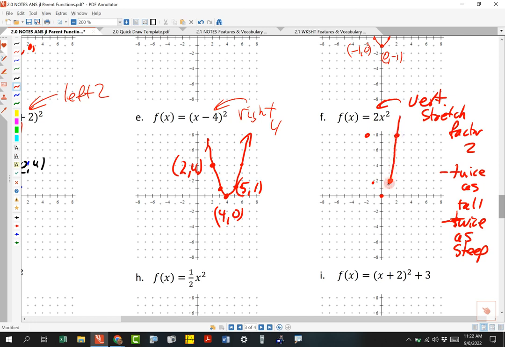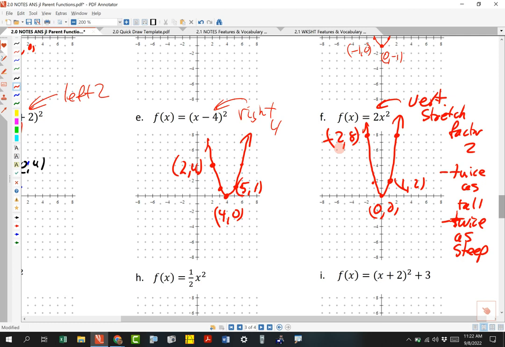So this is what it ends up looking like. And we're going to label a couple of points on here. 0, 0. I'm going to label 1, 2, and I'm going to label this one as -2, 8. If I wanted to convince somebody on a test I knew what I was doing, I'd probably label all 5 of them. Okay, now I need you looking up here.